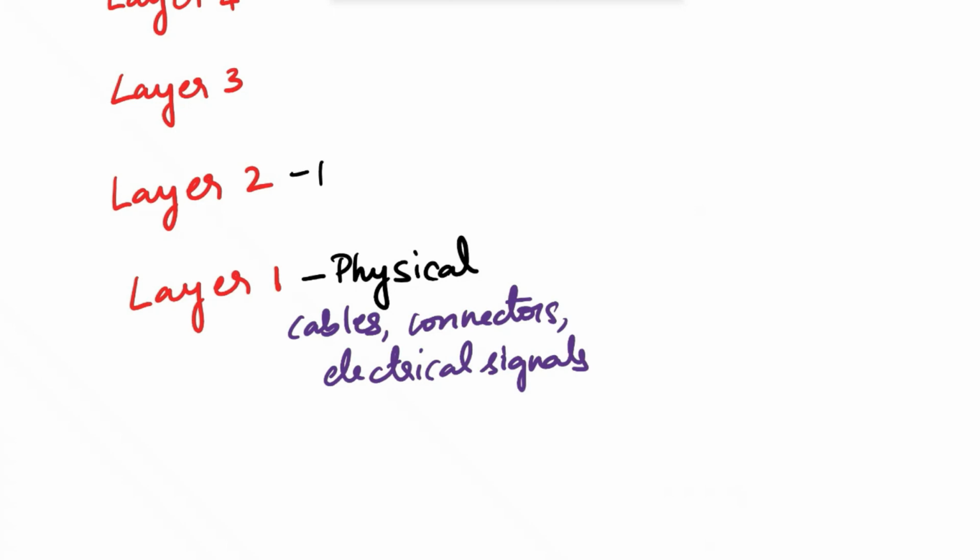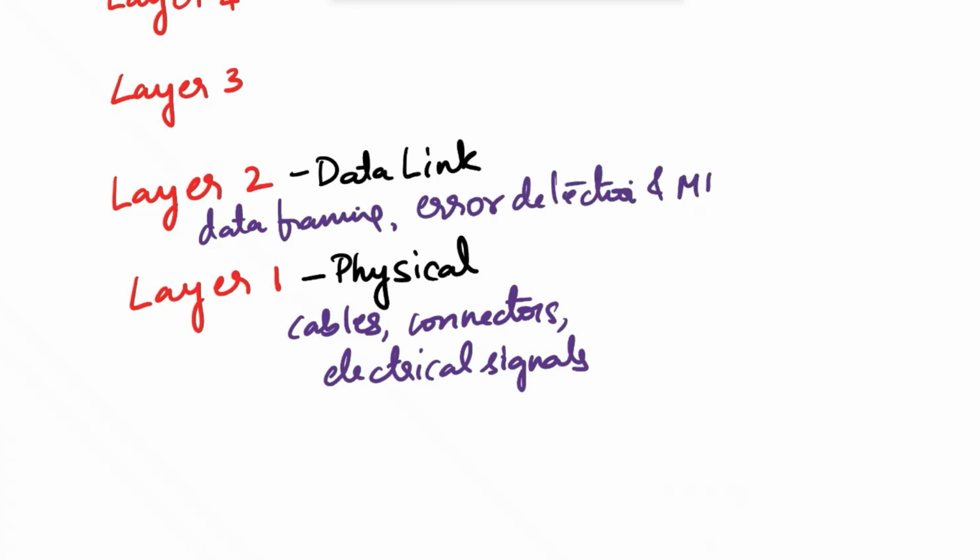The next layer is data link layer, that is layer 2. This focuses on data framing, error detection, and MAC, that is media access control. It ensures that data is transmitted reliably across the physical layer. This layer also manages access to the physical medium, handles error detection, and retransmits data if necessary. Ethernet switches operate at this layer.